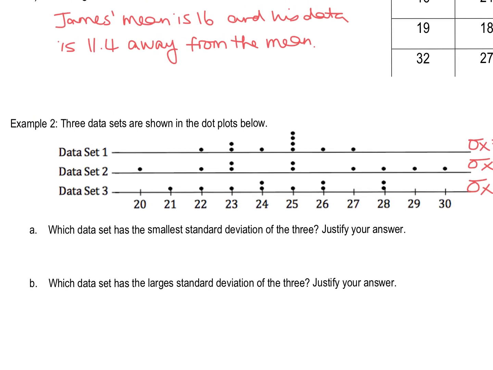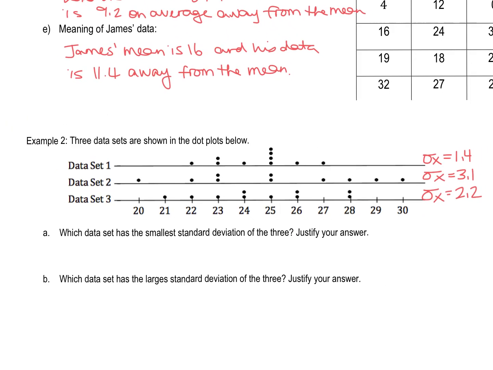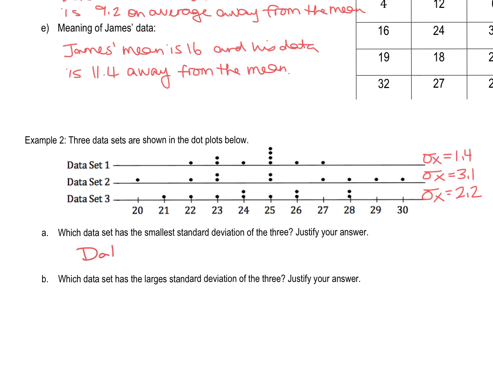Which one has the smallest standard deviation? Looks like it's the first data set, so data set 1. And that's because sigma x is 1.4. And then which one has the largest standard deviation? It will be data set 2 with a sigma of 3.1. Okay, and just visually we can actually see this because data set 1, the data is much more grouped together as opposed to data set 2. All the data is way more spread out.